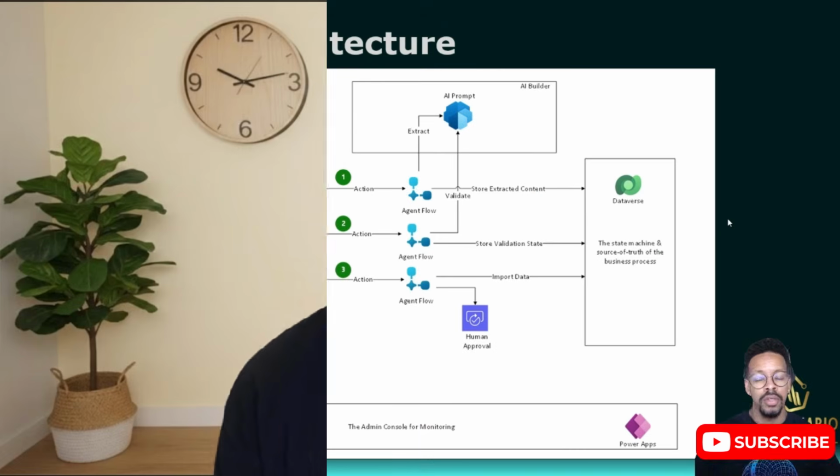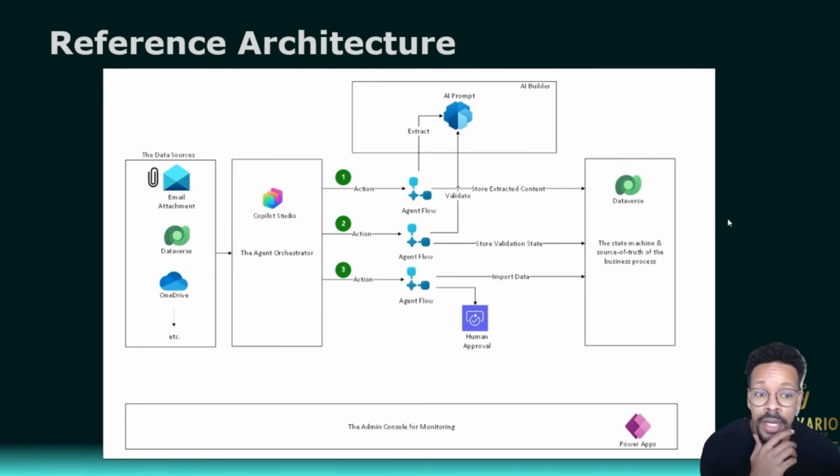So without wasting your time, let's just jump to the architecture and how it's built behind the scenes. So this is the architecture from Microsoft documentation. As you can see here, we have the data sources, which could be Dataverse, OneDrive, email attachments, as I already mentioned. Then you have the Copilot Studio here with the agent orchestrator. And then here we have the prompt. We do have three different flows, which we'll look into after installing the agent.